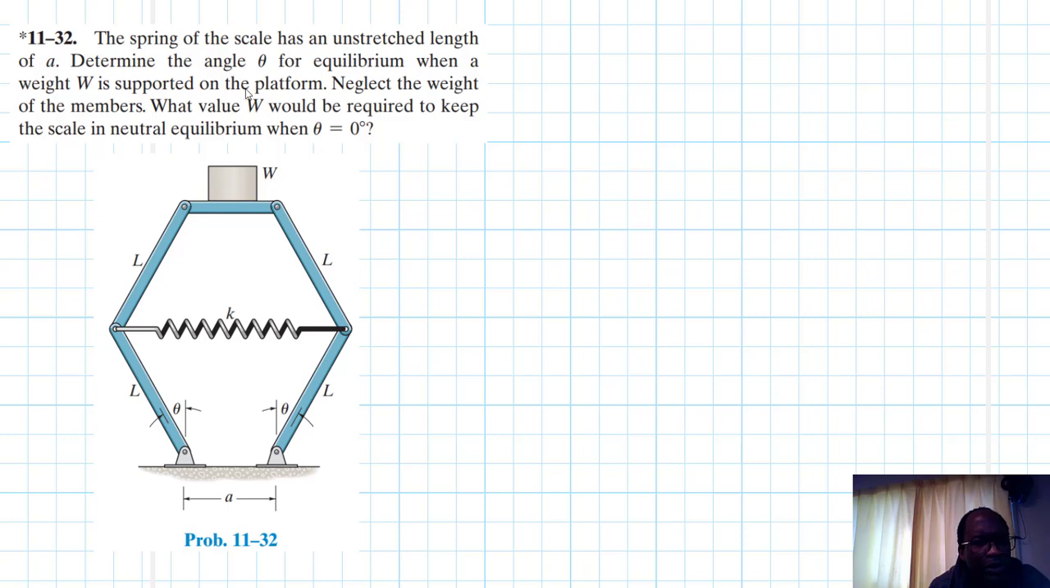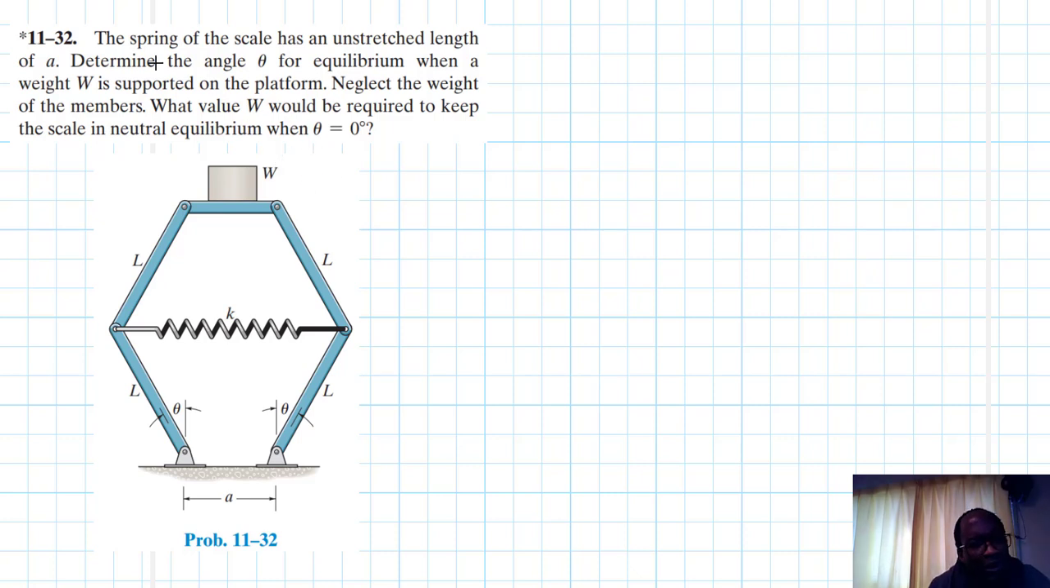The problem reads that the spring of the scale has an unstretched length of A. Determine the angle theta for equilibrium when a weight W is supported on the platform. Neglect the weight of the members. What value of W would be required to keep the scale in neutral equilibrium when theta is equal to 0?